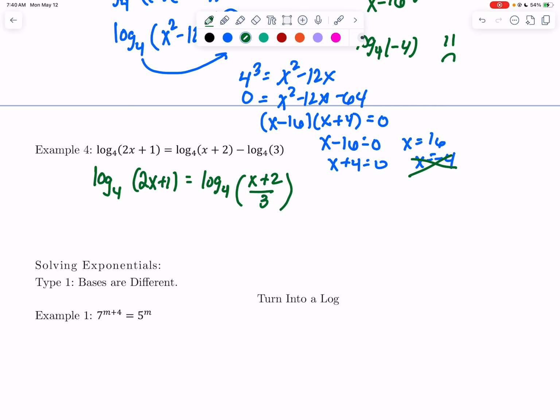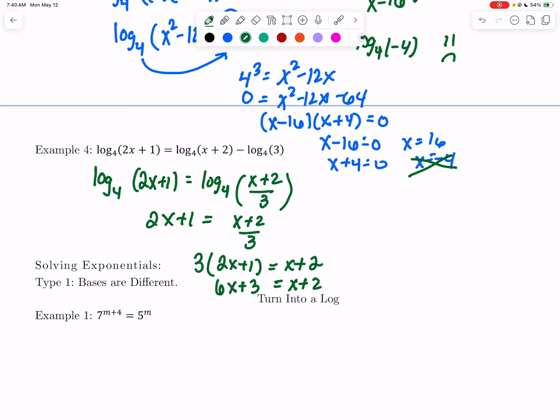Because I have a log on the left and a log on the right, I'm going to go ahead and drop the logs and have 2x plus 1 is equal to x plus 2 over 3. Then I'm going to go ahead and solve that. So then I have 3 times 2x plus 1 is equal to x plus 2. 6x plus 3 is equal to x plus 2. Subtract x, so that's going to be 5x. Then subtract 3, that's going to be negative 1. So x is going to be equal to negative 1/5.